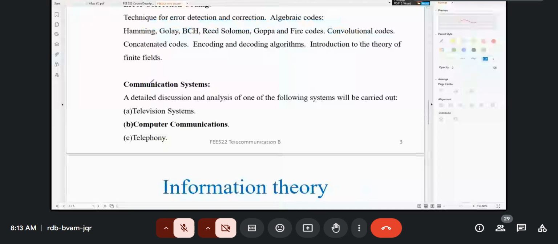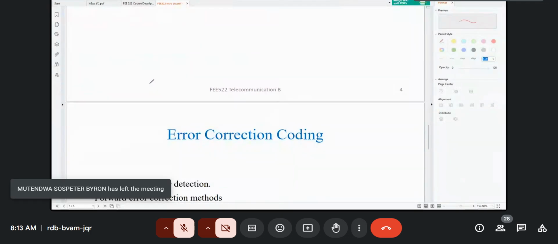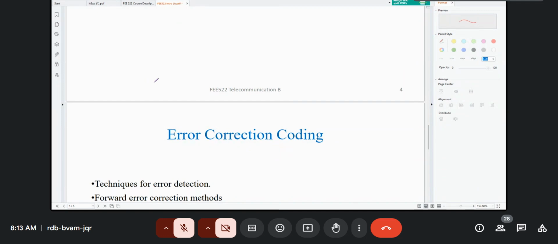And in a nutshell, the course is divided into three parts: information theory, error control coding, and now computer communication. It's much shorter than FEE521, so we will not need to rush.